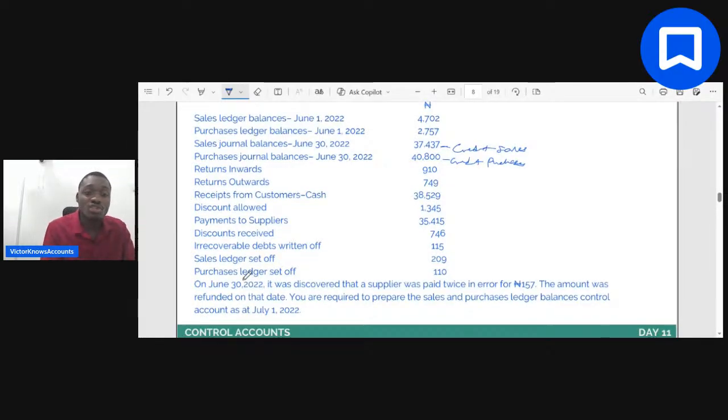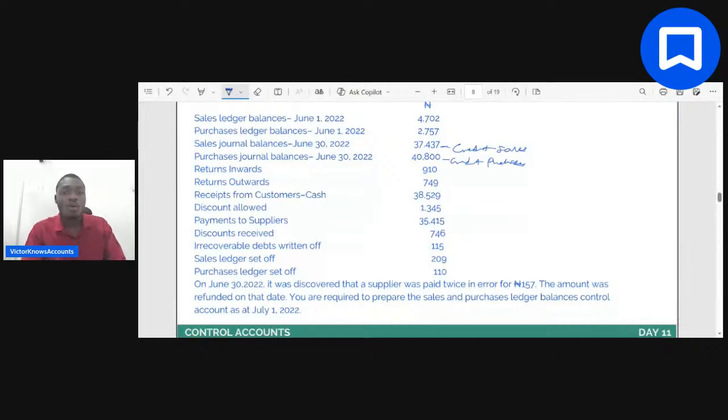Then on June 30, 2022, it was discovered that a supplier was paid twice in error for 157 naira. The amount was refunded on that date. So we are required to prepare the sales and purchases ledger balance control account as at July 1, 2022. So we have two ledgers to prepare: the sales ledger control account and the purchase ledger control account.